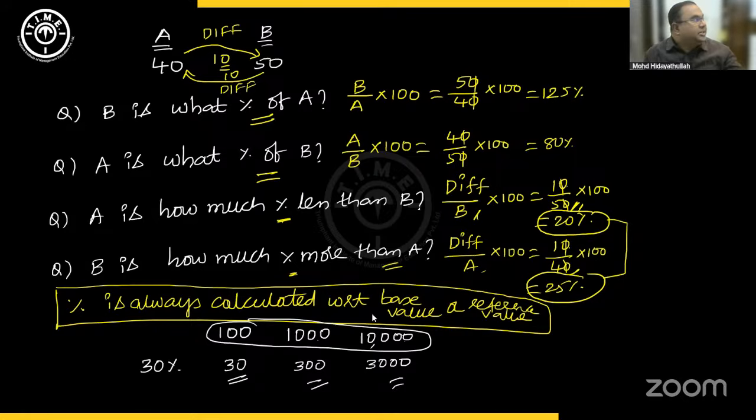So the point is, percentage should always be calculated with respect to some base value or a reference value. That is a very, very important point. Now, if I ask you, 30% greater or 50% greater, what's your answer? Anybody? I'm waiting for your answer. 30% greater or 50% greater?